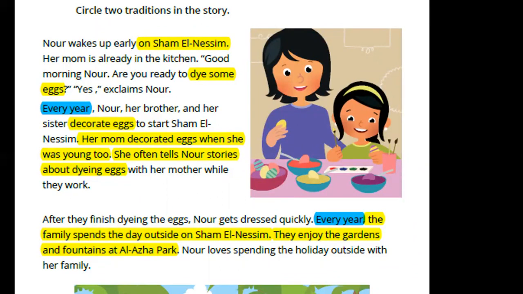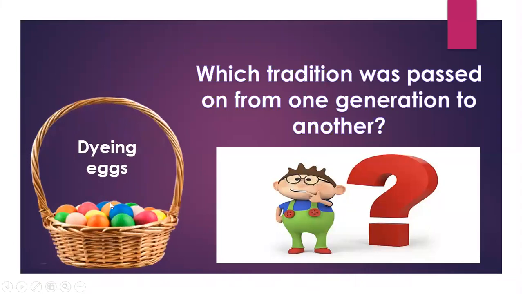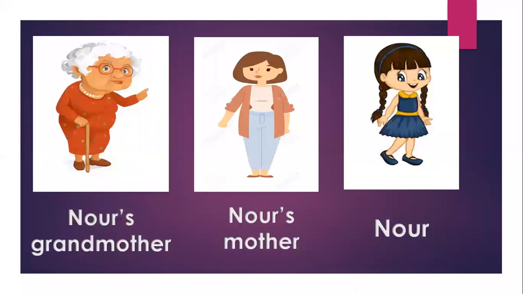So how did we know that this is a tradition of Noor's family? Because of the phrase every year, which is mentioned 2 times to tell us that on this day every year, Noor and her family make the same things. Let me ask you now about something else. From the story, which tradition was passed on from one generation to another? Yes, exactly. It is the tradition of dyeing eggs. This tradition started when Noor's mom was a little girl. This means that Noor's grandmother would dye eggs with her daughter. Now that her daughter has grown up and is a mom, she's passing along that same tradition to Noor.